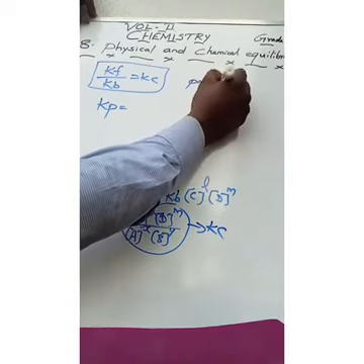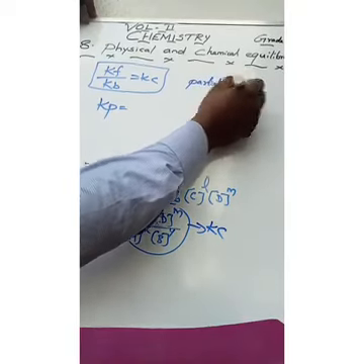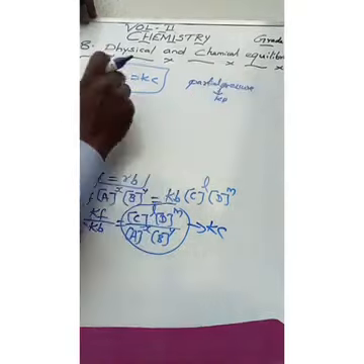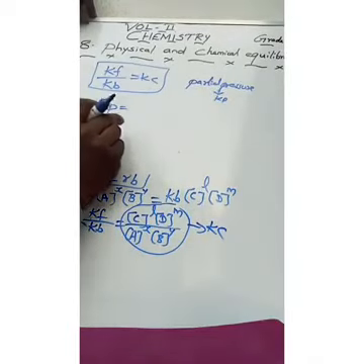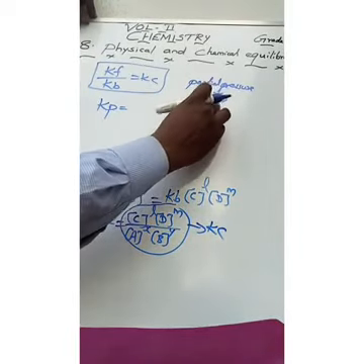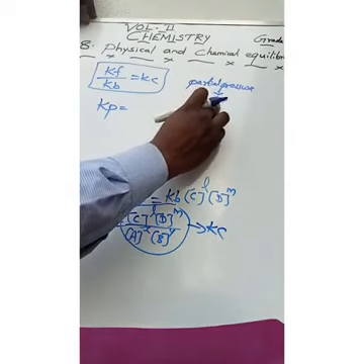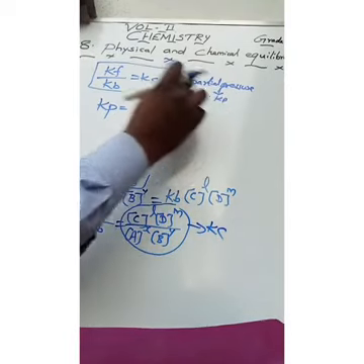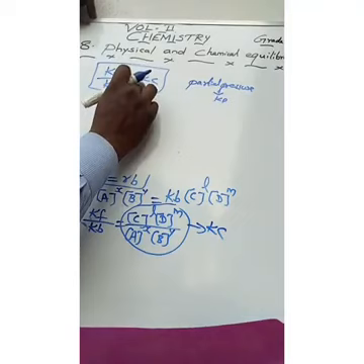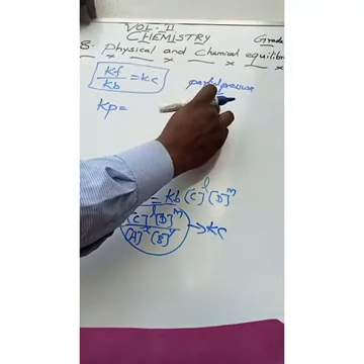Partial pressure means Kp. Kc is an equilibrium constant in terms of concentration, and Kp is in terms of partial pressure. I will ask the question, so don't forget that.